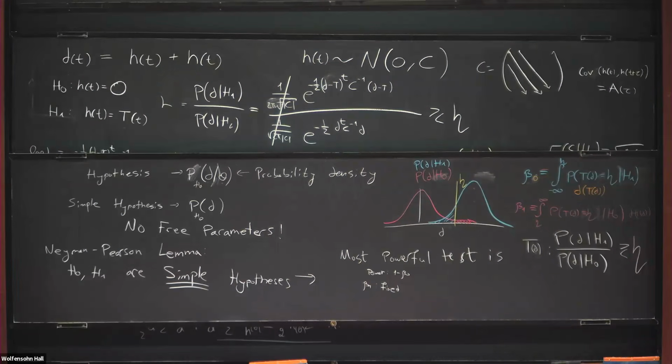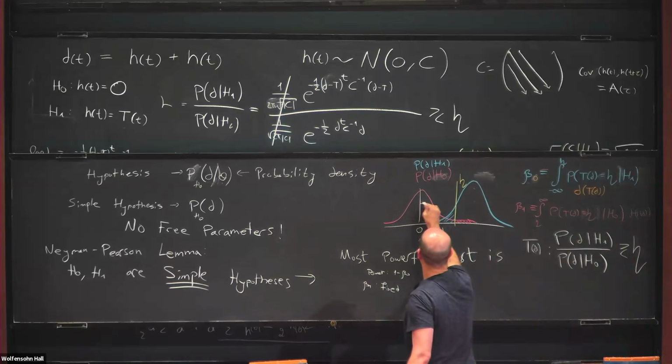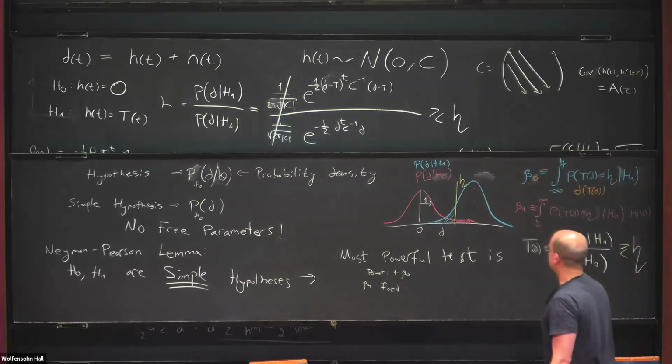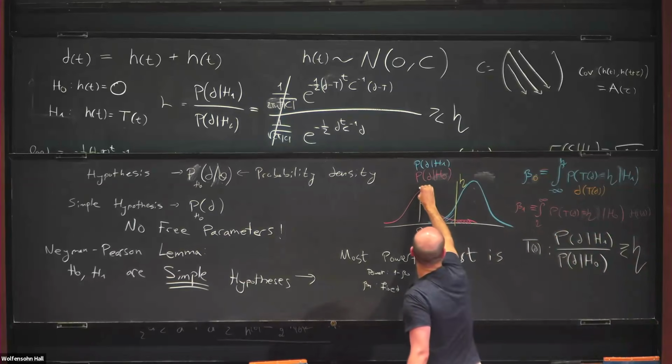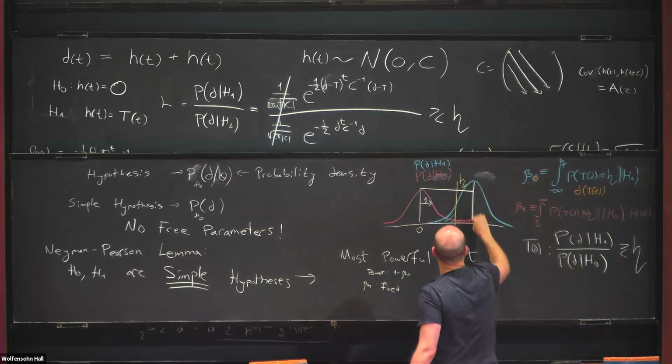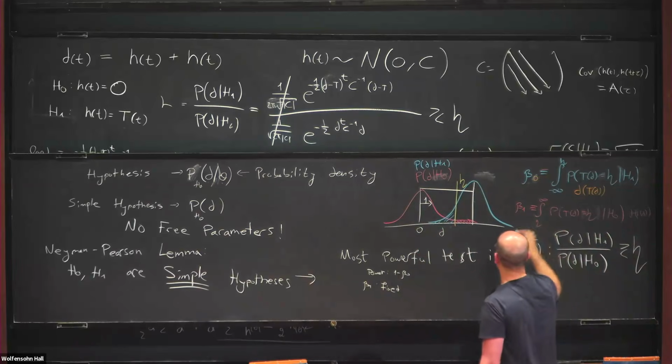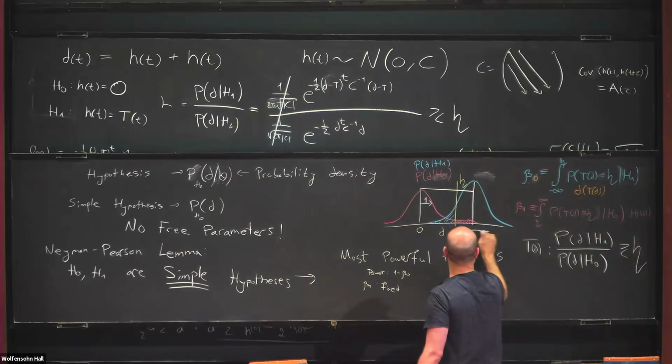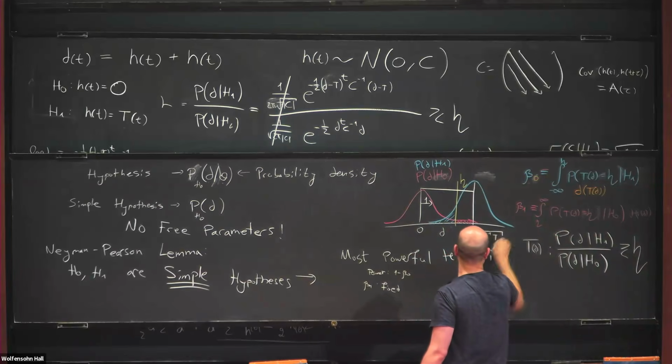I was warned. And okay, so now what do we know? We know that this thing is 1. And we know this distance. Okay, so that's square root of T transpose C minus 1 T.